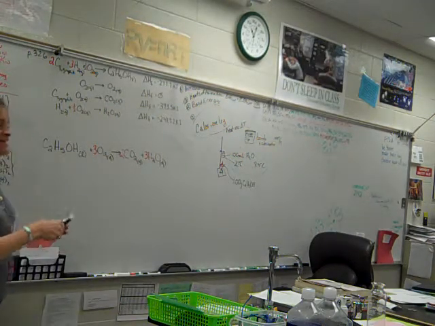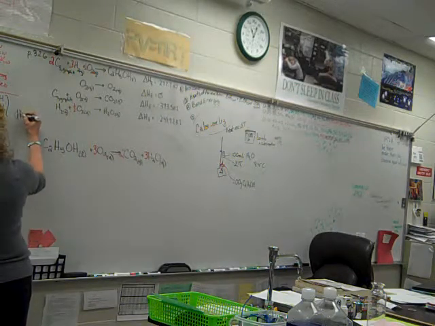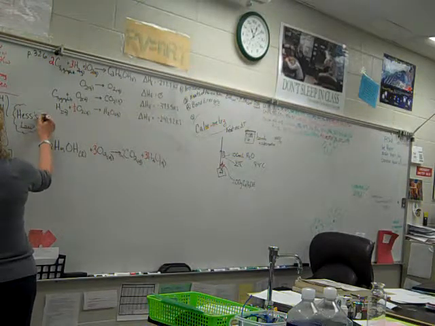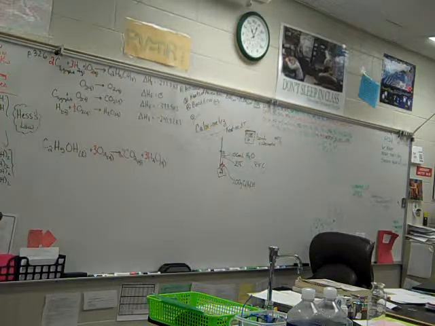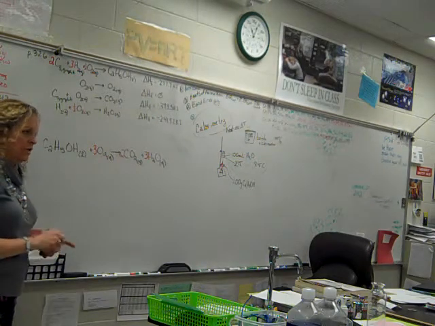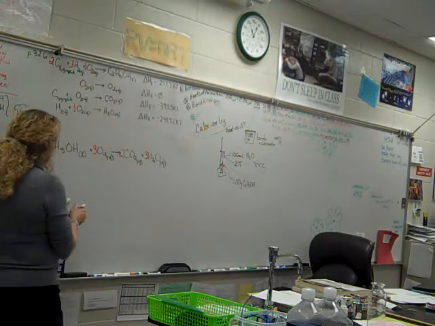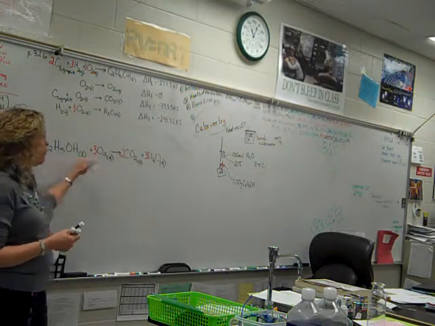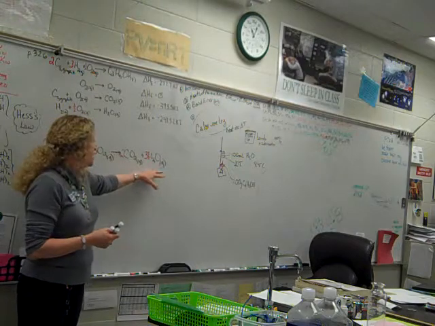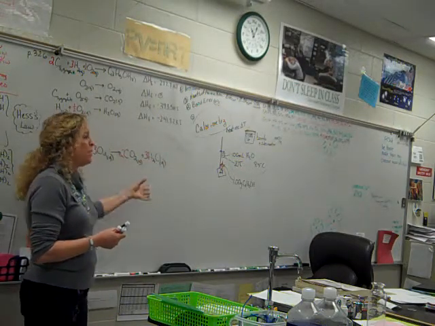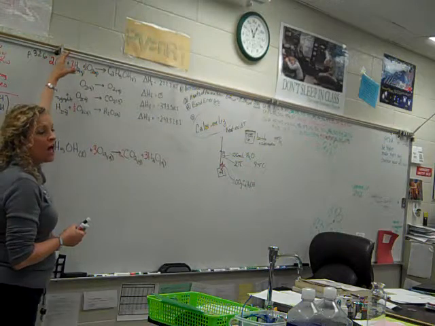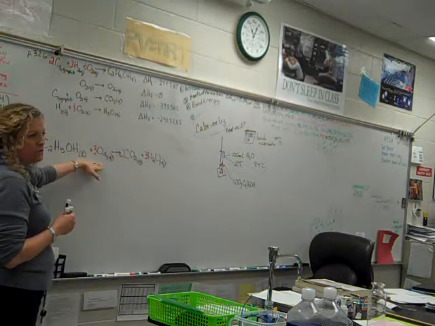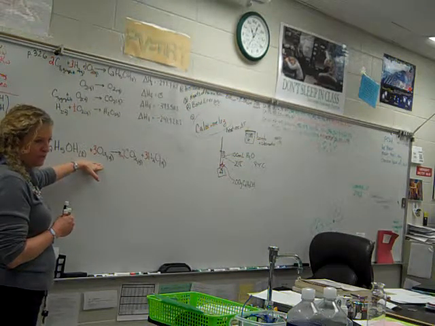The last method is called Hess's Law, okay? And this is probably the best example of delta H being a state function. If we are trying to figure out the heat of one reaction, but we don't have any information to do it, but we have several other reactions that we could add up to this reaction, then we could calculate its delta H.